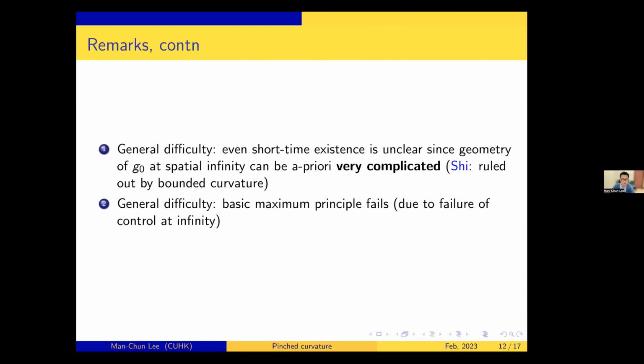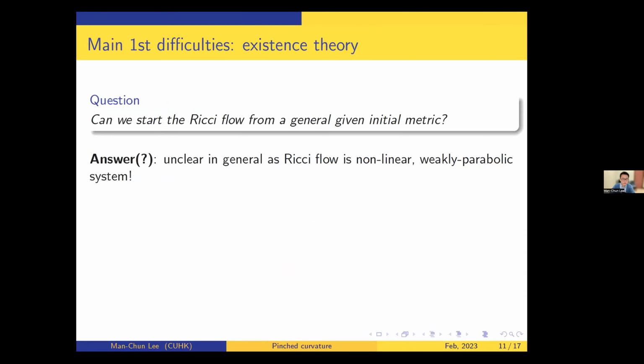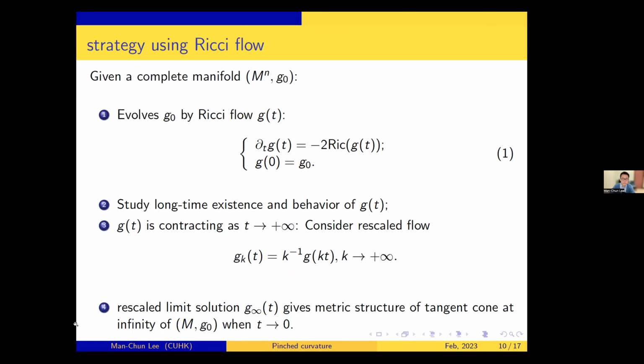So going back to the strategy here, you can see that we are simply applying the parabolic rescaling on the Ricci flow. So if you have a Ricci flow satisfying our conclusion, then you can consider the g_k Ricci flow, which is still a Ricci flow because of the parabolic rescaling.